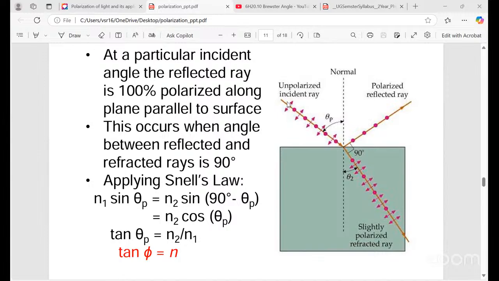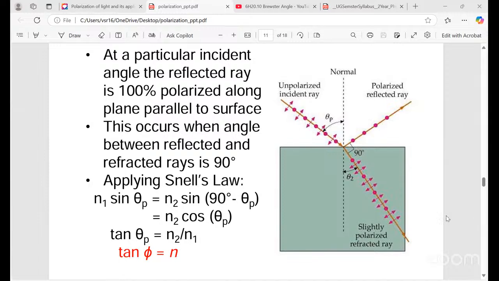If it is incident at an angle with the normal, in the same medium, reflection takes place, and here refraction takes place. The angle between the polarized reflected ray and the slightly polarized refracted ray is 90 degrees. The refracted ray makes an angle theta 2, and the unpolarized light makes an angle theta with the normal.